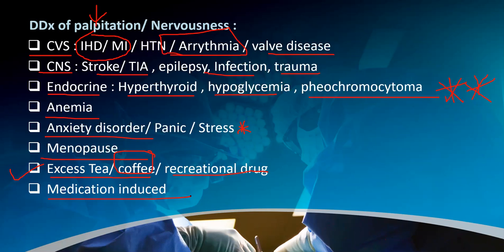Clear? So remember in this way: CVS, CNS, endocrine. Usually I used to do this: C, E, A. Remember carcinoembryonic antigen? So CEA, then just keep the M2. So CEA-M2 that you can use as a mnemonic.